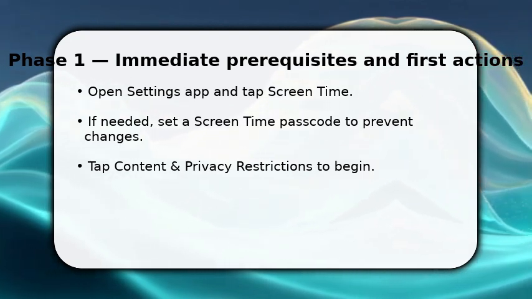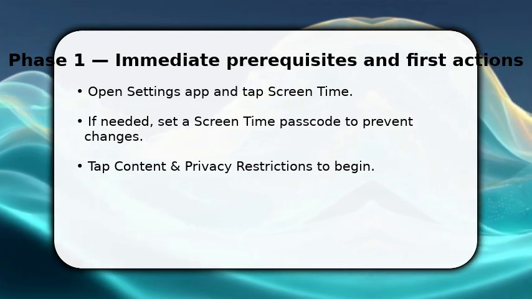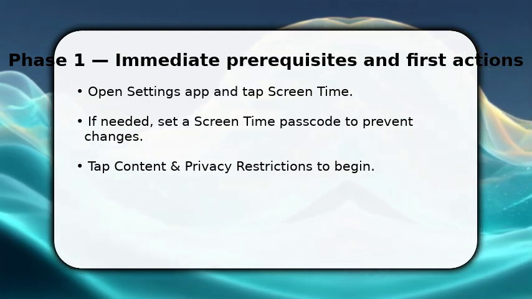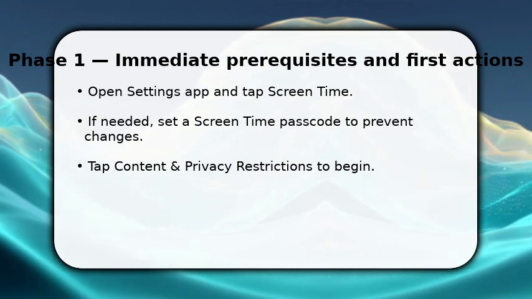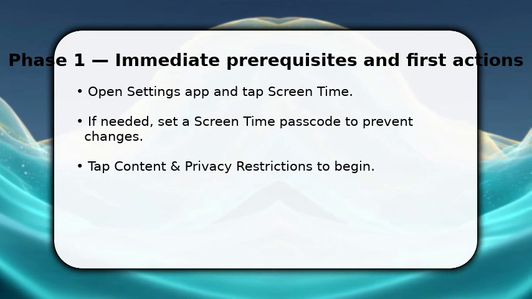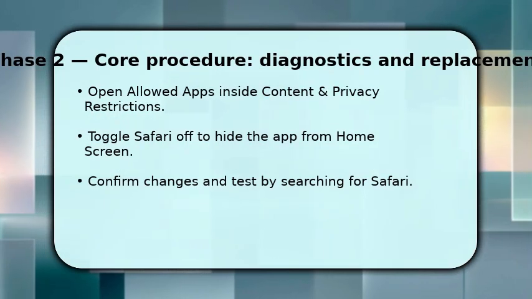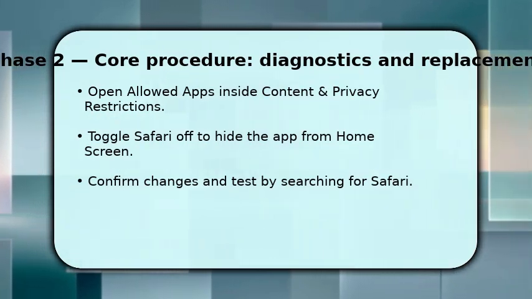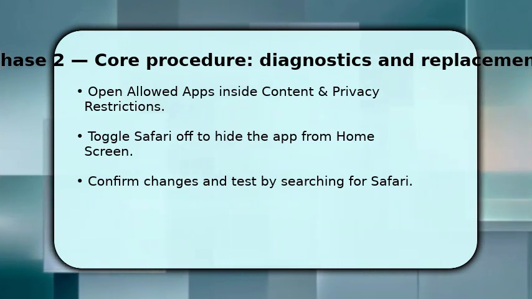This step is essential because it unlocks the controls that let you turn Safari off at the system level. Proceed immediately to the Allowed Apps section to take the first actionable step toward disabling Safari. You'll find Allowed Apps under Content and Privacy Restrictions. Open it and locate Safari in the list.